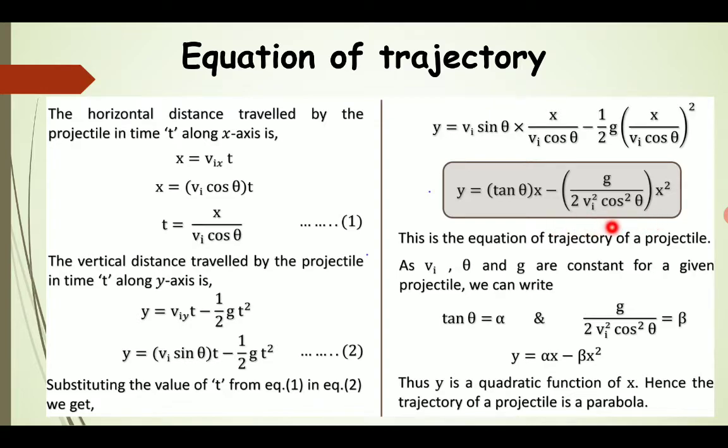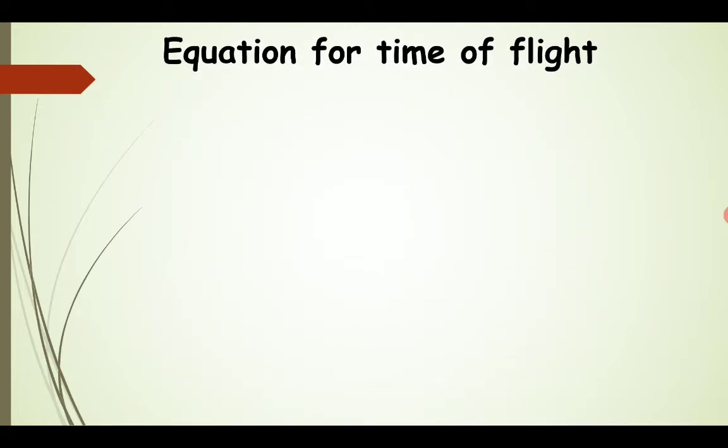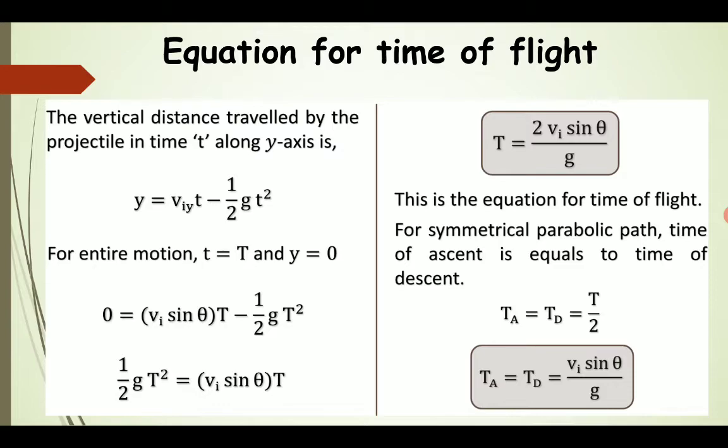After discussing the trajectory of a projectile, let us find the total time of flight, that is the time taken by the projectile to reach its maximum height and then come to the ground, for the complete trajectory. The vertical distance, as we already calculated, in time t is given by the second equation of motion, S equals ut plus 1 by 2 at square, using a as minus g and initial velocity u as Viy. For the entire motion, let us represent this time as capital T.